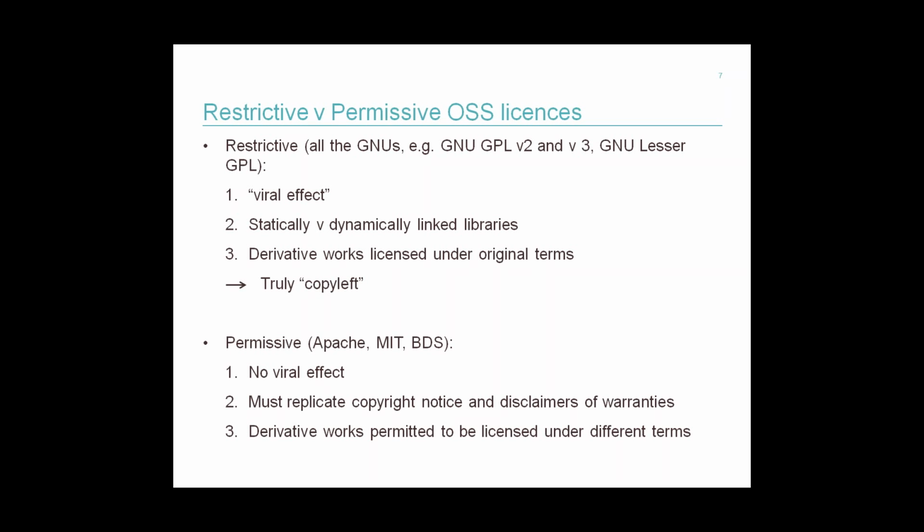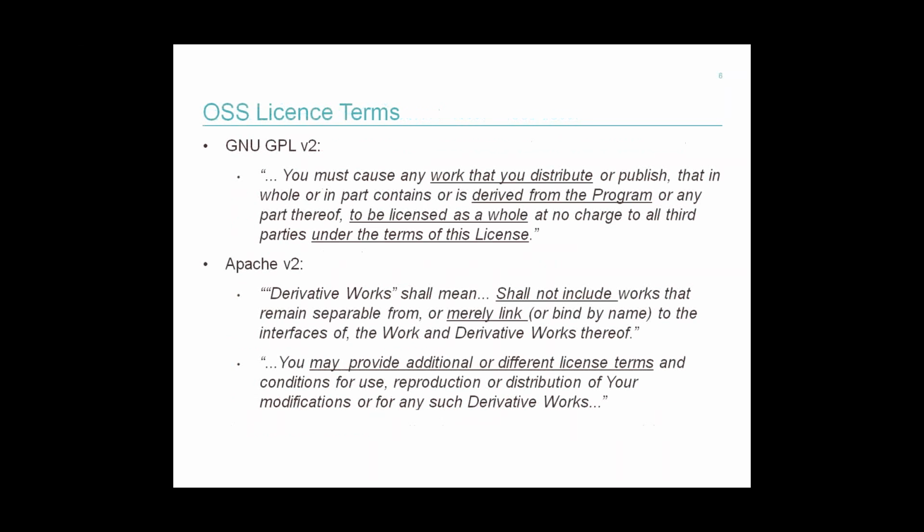In contrast, the permissive licenses we've talked about do not have a viral effect. You just need to include a copyright notice and disclaimer of certain warranties. And also, like the Apache license, you'll see down the bottom, it does actually allow you to change the license terms so it doesn't have that restrictive effect on you as well.